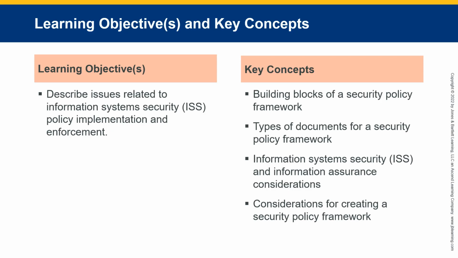The key concepts are four. First, building blocks of a security policy framework. Second, types of documents for a security policy framework. Third, information system security and information assurance considerations. And lastly, considerations for creating a security policy framework.